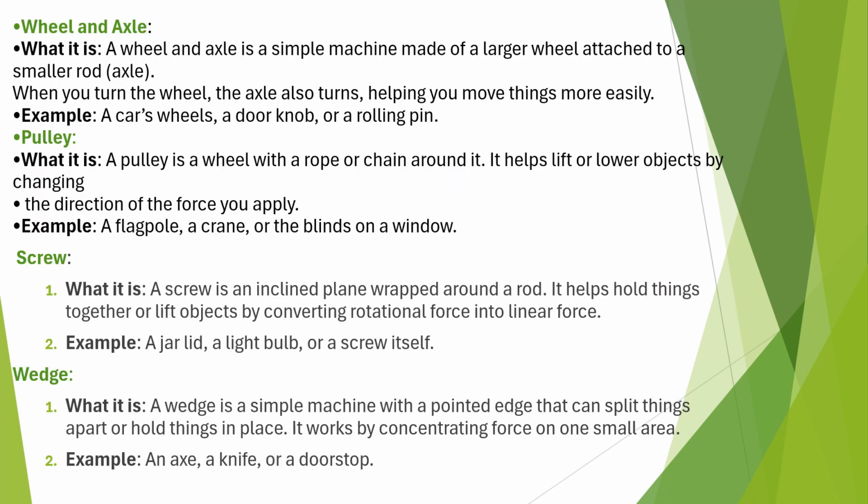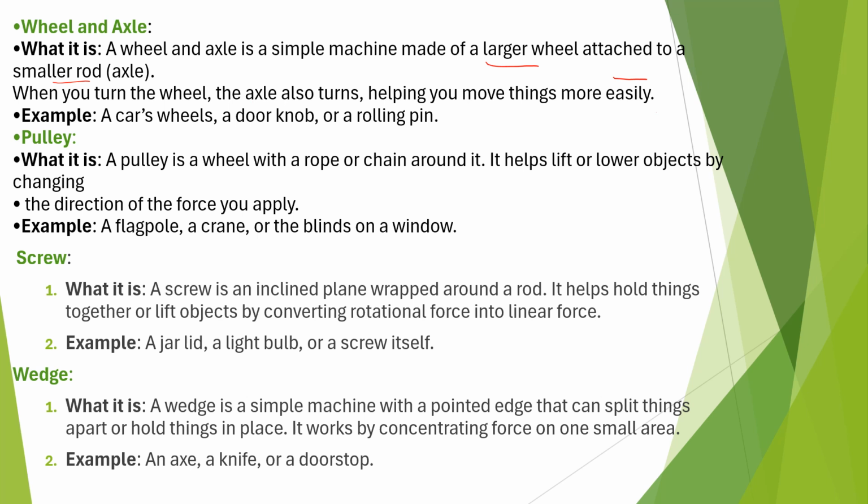Next, wheel and axle. What is it? A wheel and axle is a simple machine made of a larger wheel attached to a smaller rod. Okay, larger wheel attached to a smaller rod. When you turn the wheel, the axle also turns, helping you move things more easily. A car's wheels, a doorknob or a rolling pin. All these are examples of the wheel and axle machine.